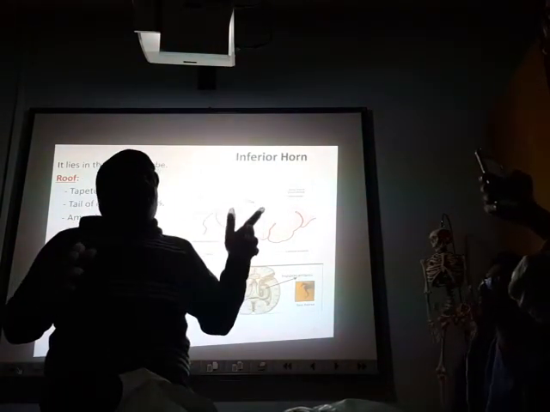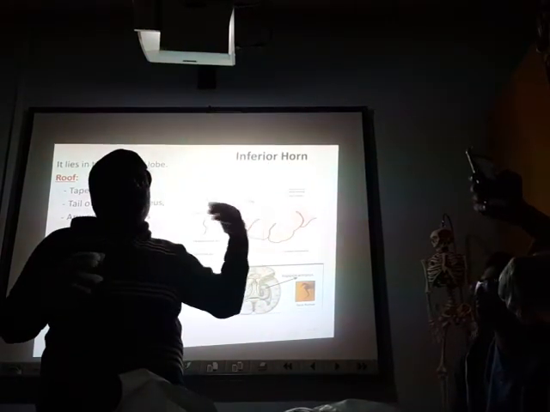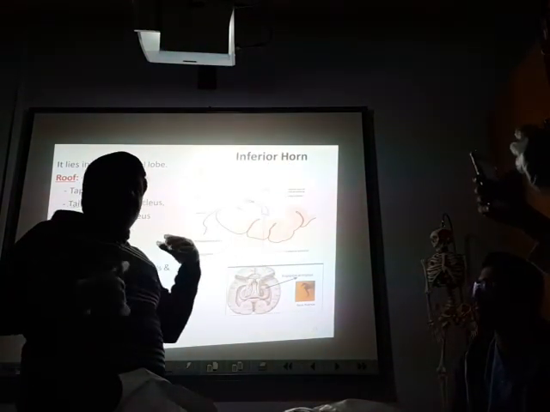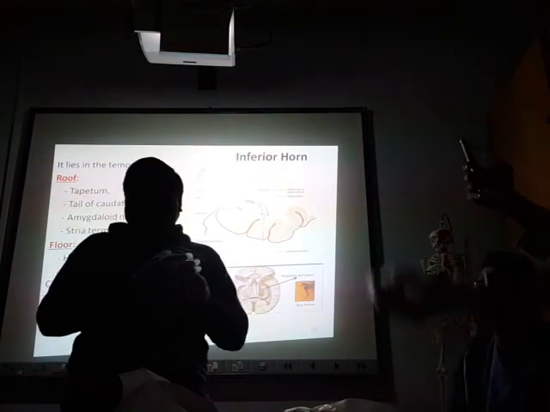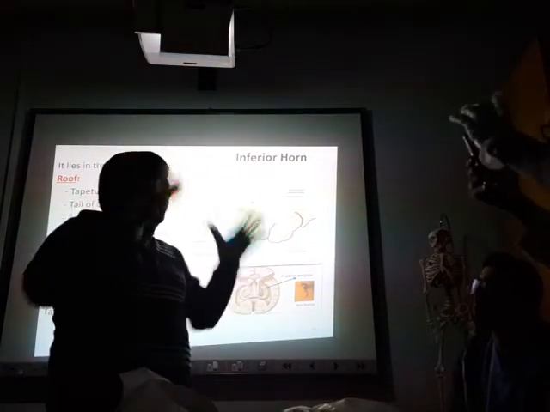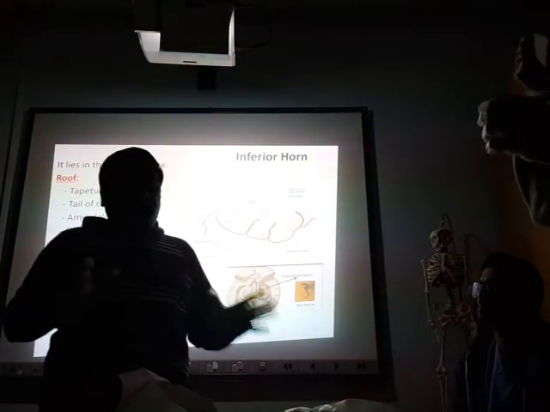Where is the anterior horn? It is in the frontal lobe. Where is the posterior horn? It is in the occipital lobe. Where is the inferior horn? It is in the temporal lobe. The body is mainly in the parietal lobe. So that's all about the lateral ventricle.